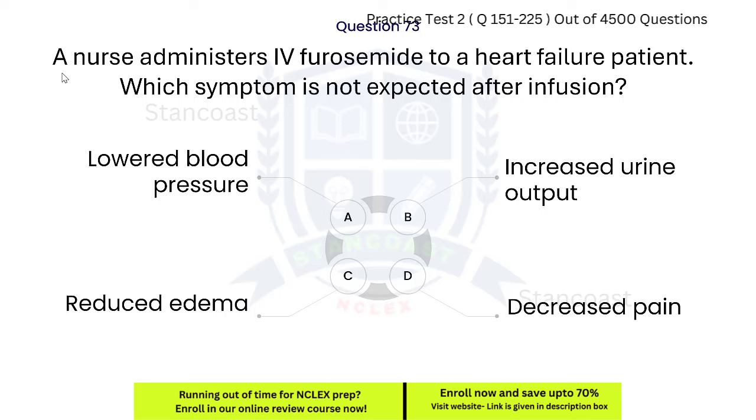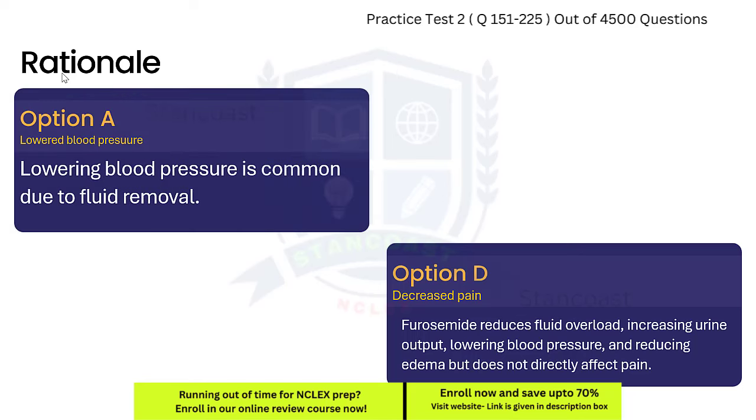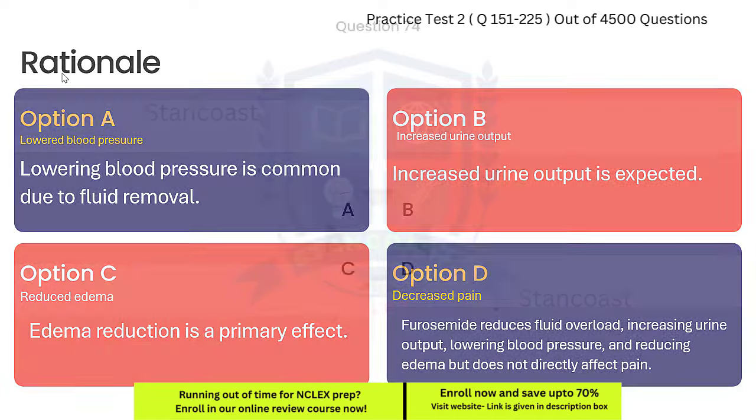The correct answer is D. Decreased pain. Furosemide reduces fluid overload, increasing urine output, lowering blood pressure, and reducing edema, but does not directly affect pain.